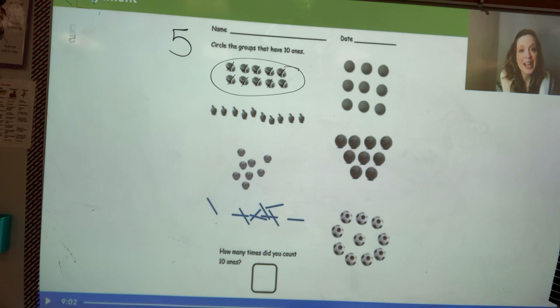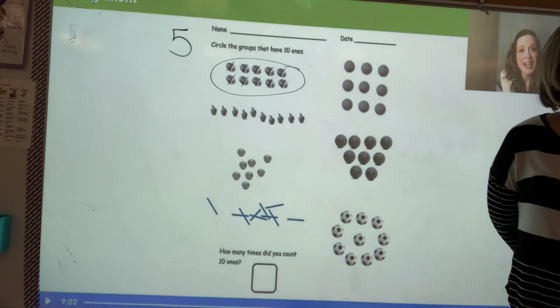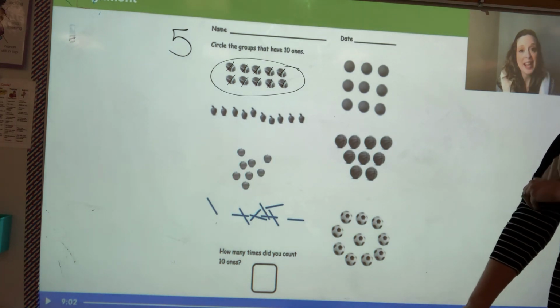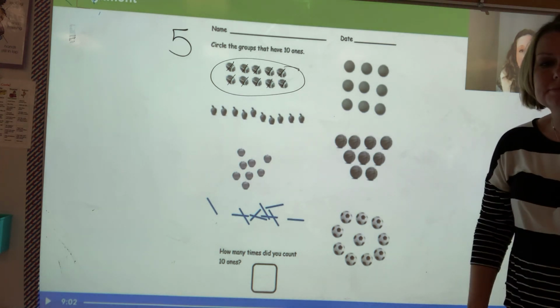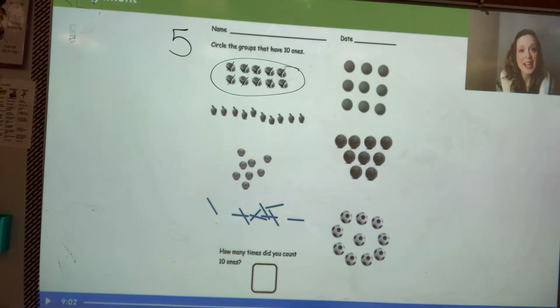Oh, I just thought of another strategy. You can use the number path to help you count as well. Landon, did you have a question? What do we do at the bottom? How many times did you count 10 ones? And write that number in the mystery box.